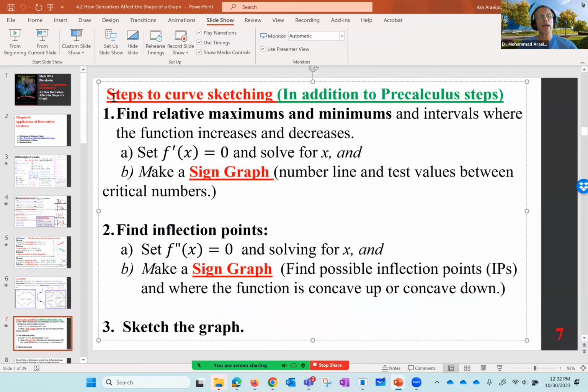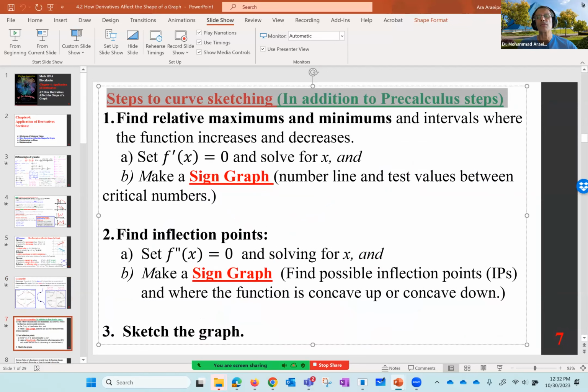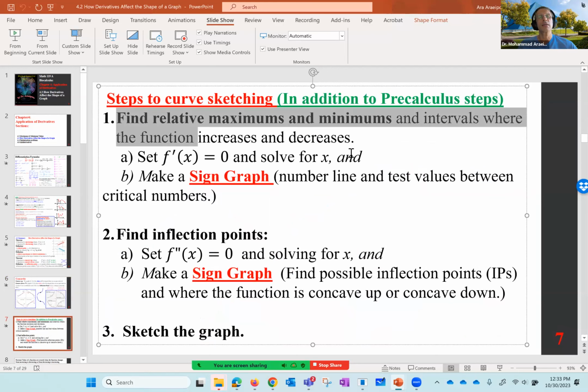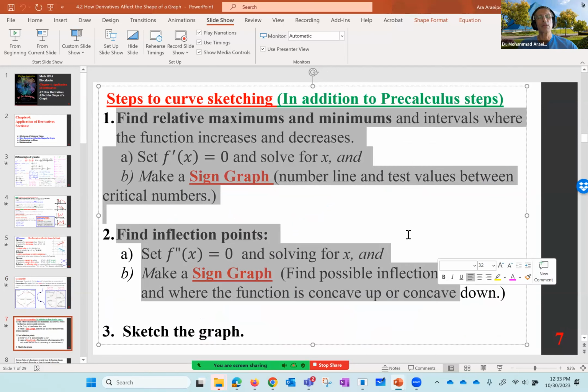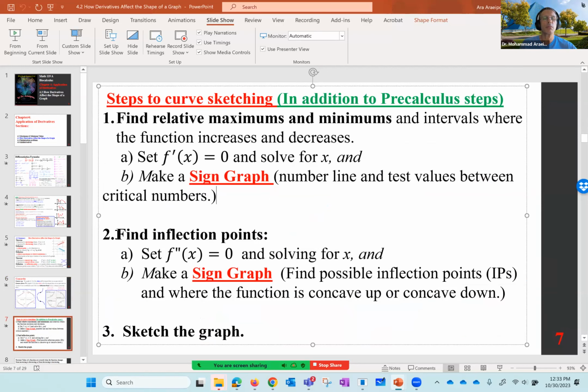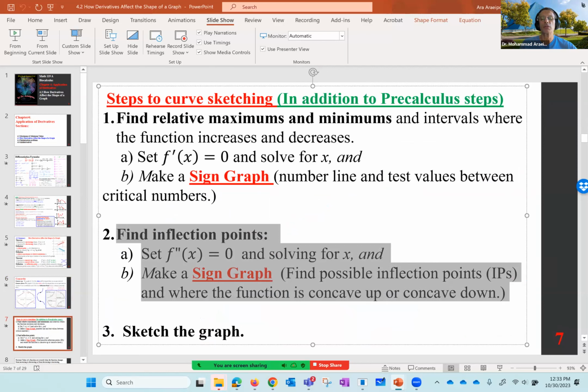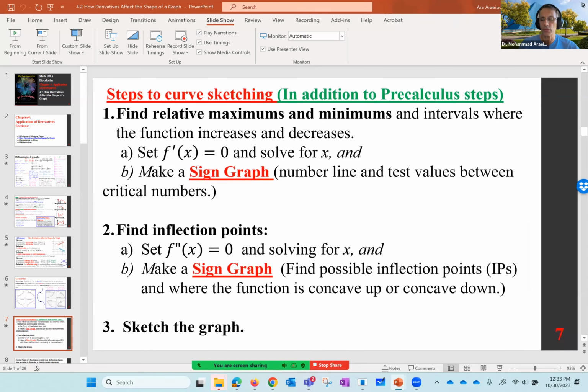In order to graph, we use the information from prior knowledge of mathematics in algebra, pre-calculus. We also add calculus to find relative extrema, intervals of increasing, decreasing. That's using f prime. And then using f double prime with the sign graph, we find where the function is concave up, where the function is concave down, as well as point or points of inflection.